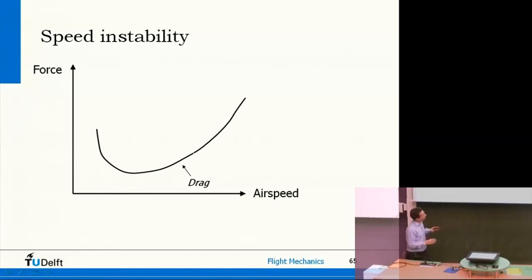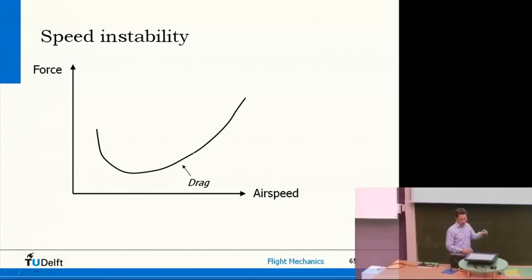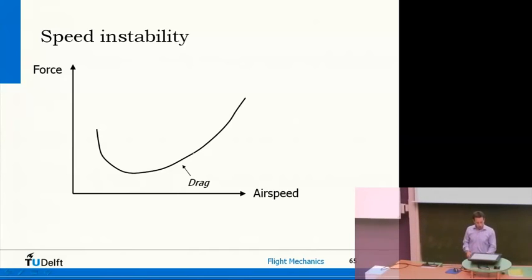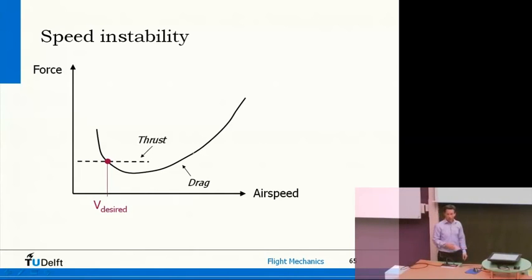But now let's just assume that this is the performance diagram of the aircraft, and let's just assume we'd like to fly slowly for whatever reason. So let's assume that this is the speed I'd like to fly at. Now you can read in the diagram what the aerodynamic drag is at that speed. And of course, in order to fly at that speed, the pilot has to set the throttle such that thrust is exactly equal to drag in that point. So thrust is equal to drag, and you can fly nicely at that desired speed.